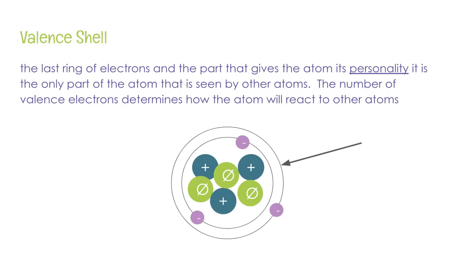So if I have one atom of fluorine and one atom of lithium right next to each other, only the outside of those atoms kind of get to communicate with each other. We'll get into more of the details when we get to bonding, but for now, I just need you to know that the valence is the true personality and it tells you how it's going to bond.